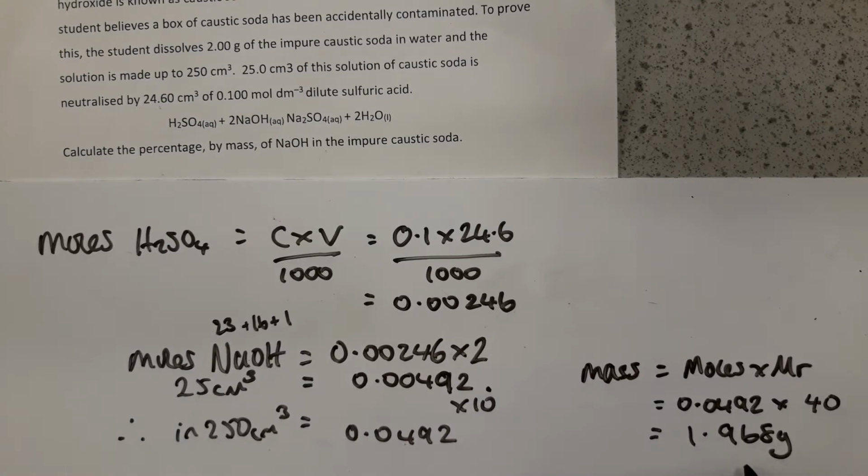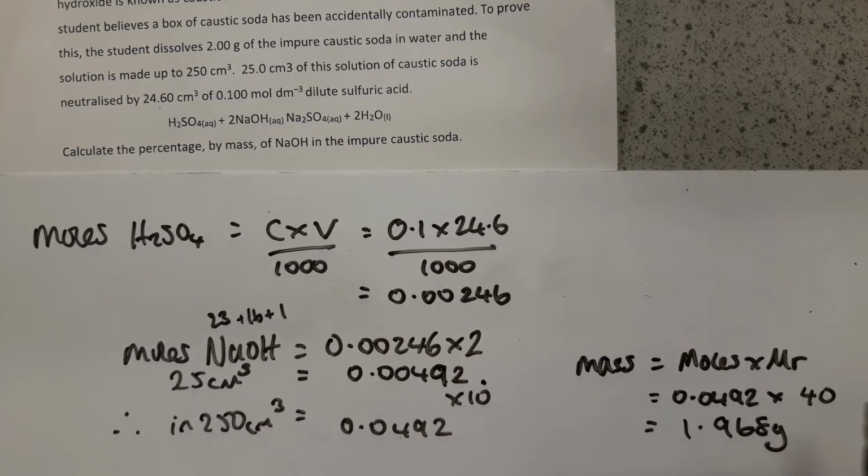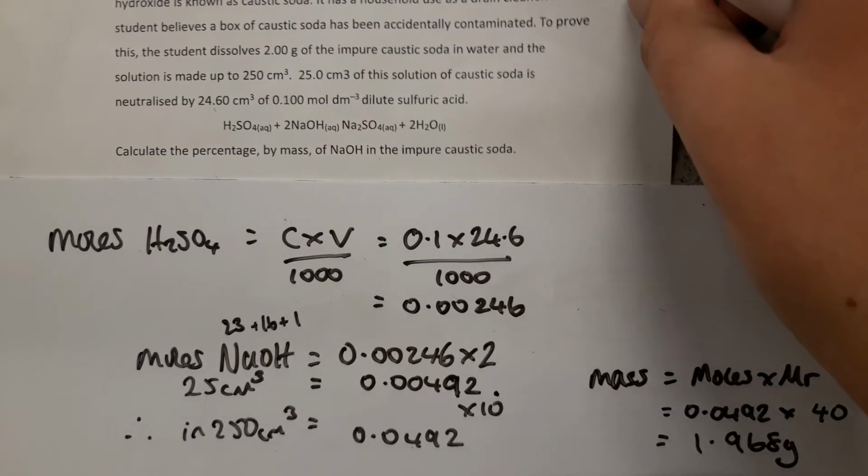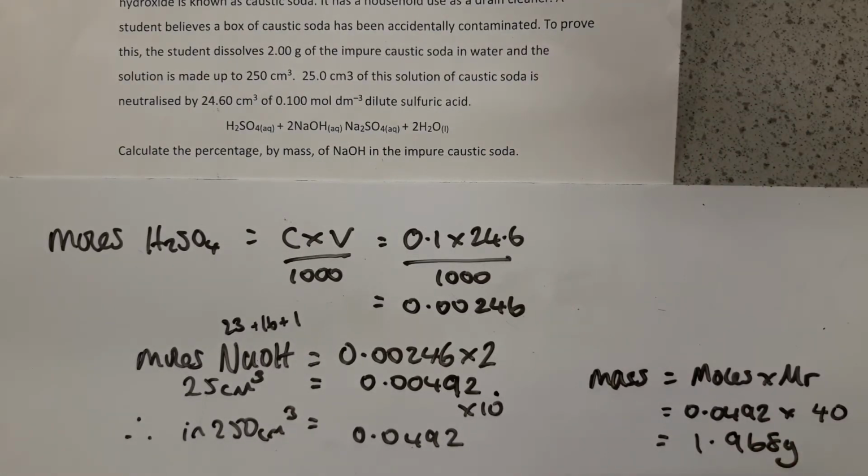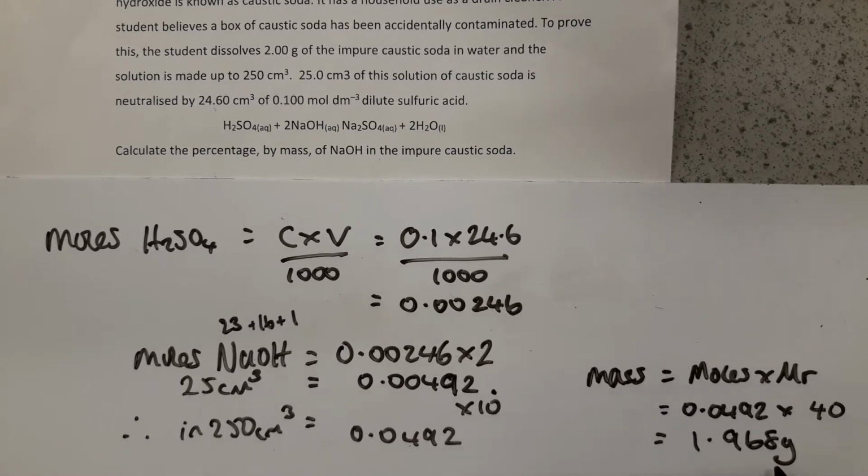So this tells me that in the original 2 grams of caustic soda, 1.968 grams was actually sodium hydroxide. The impurity will not react. That's the whole basis of these questions. Your titration will not use any of the impurities. Only the parts that actually take part in the reaction will react and therefore give you your answer. So this is my mass of sodium hydroxide.